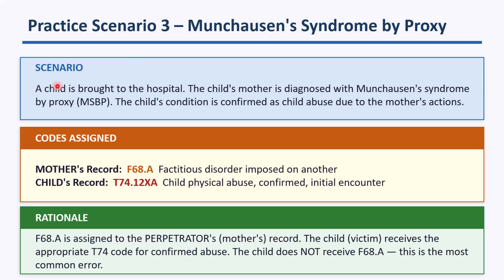Scenario 3. A child is brought to the hospital. The child's mother is diagnosed with Munchausen syndrome by proxy. The child's condition is confirmed as child abuse due to the mother's actions. So find the ICD-10-CM codes. Here the code assigned for the mother's record is F68.A, that is factitious disorder imposed on another. In the child's record, T74.12XA, that is child physical abuse confirmed, initial encounter. Here F68.A is assigned to the perpetrator, that is the mother's record, and the child, that is the victim, receives the appropriate T74 code for confirmed abuse.